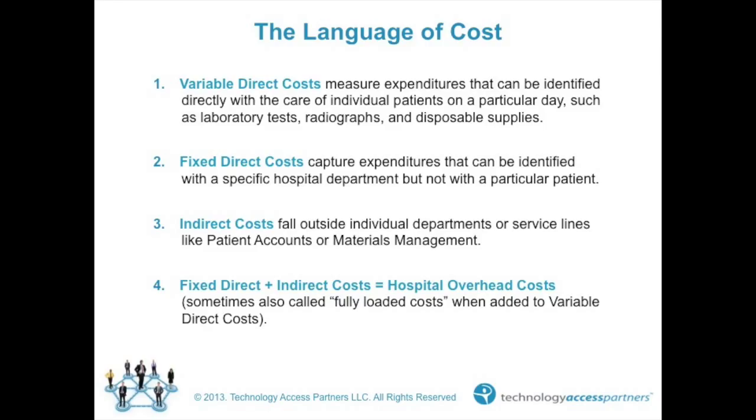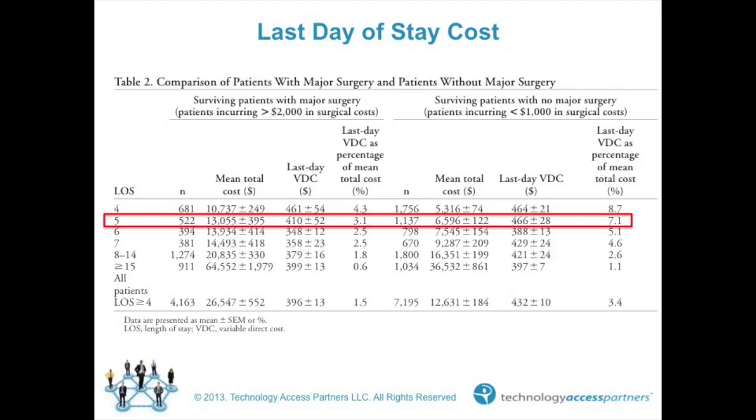A study was performed and published in the Journal of the American College of Surgeons that looked at a hospital that actually had a cost accounting system. And what they did is they took a look at what patients actually cost, or what was the distribution of costs for a group of patients based on that length of stay.